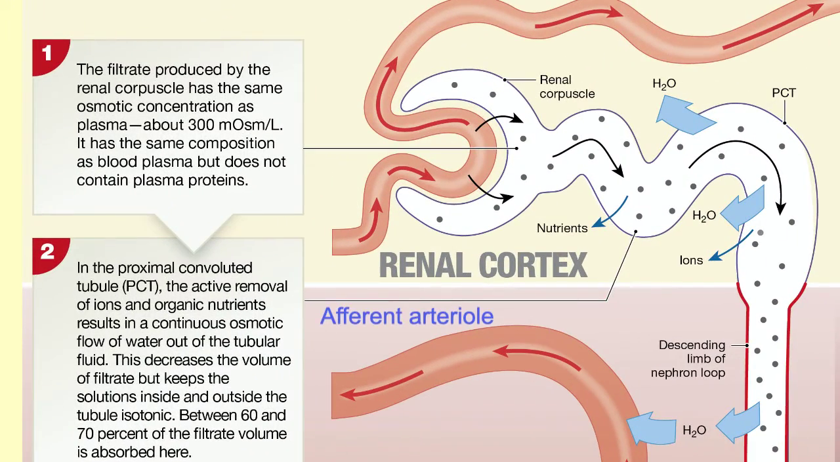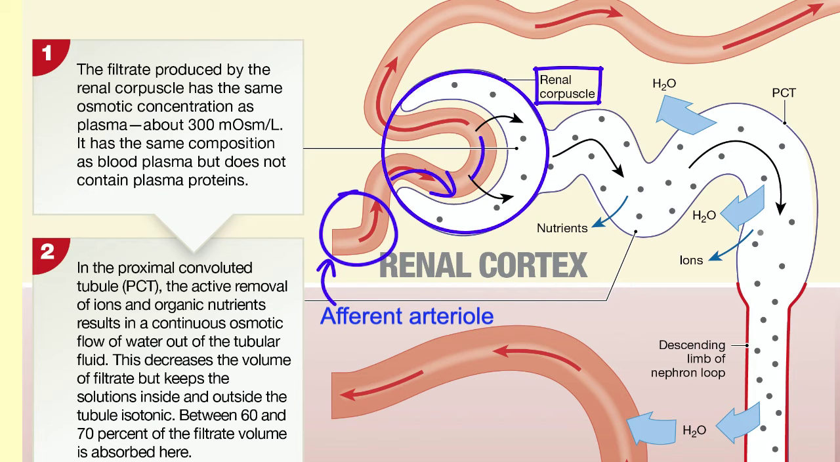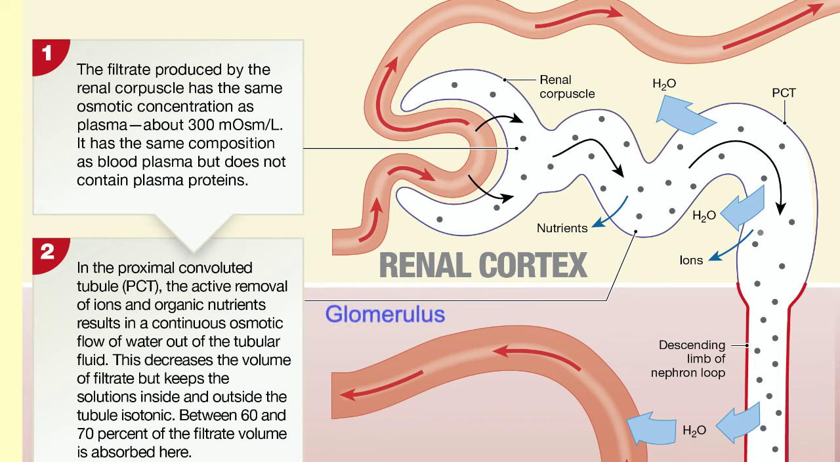Blood arrives at the nephron from an afferent arteriole and enters the renal corpuscle. Blood pressure forces solutes in a small amount of plasma through the glomerulus and into the capsular space by a process called filtration, resulting in a fluid called filtrate.